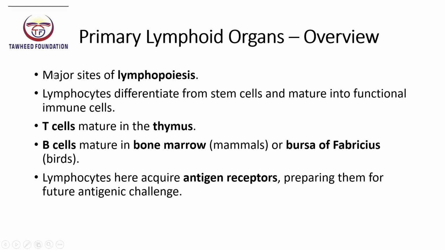So, what are primary lymphoid organs? Here it is a major site of lymphopoiesis. Here lymphocytes differentiate from stem cells and mature into functional immune cells. T cells mature in the thymus, whereas B cells mature in bone marrow or bursa of Fabricius in birds. That is why it is named B cells. Lymphocytes here acquire antigen receptors, preparing them for future antigenic challenge.